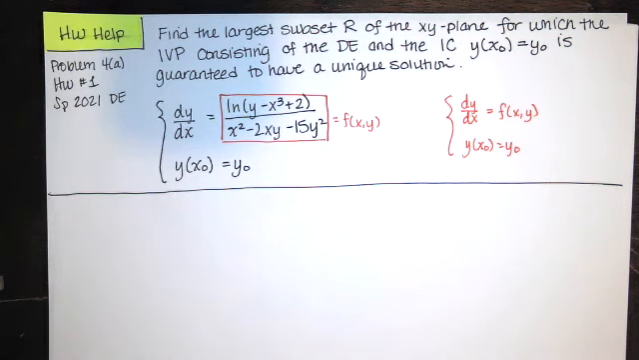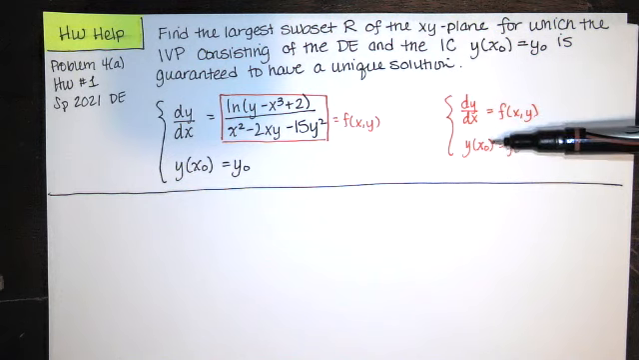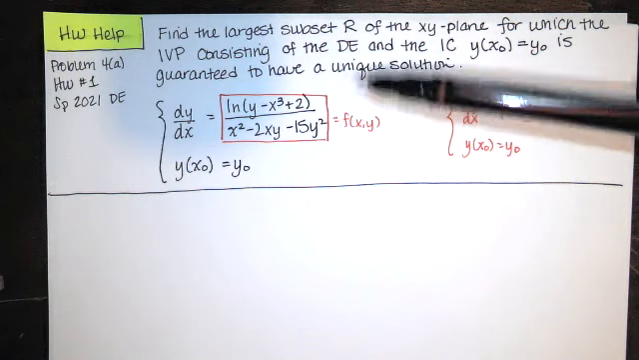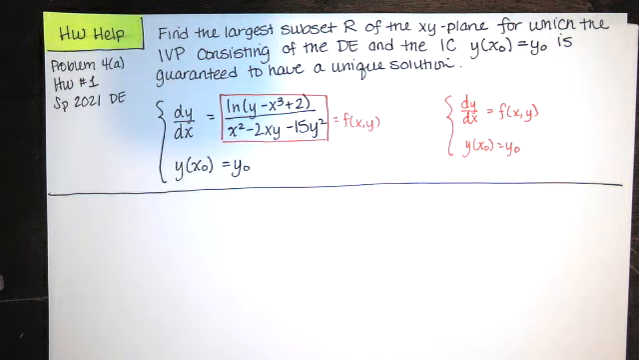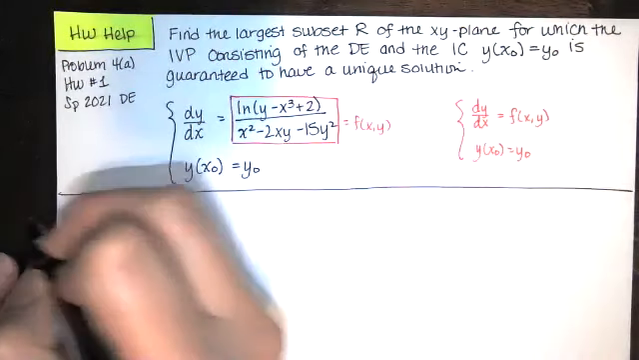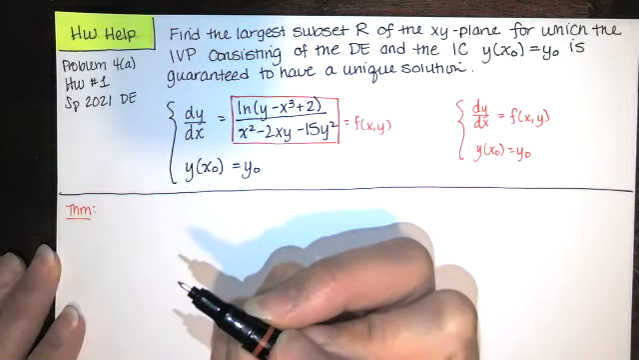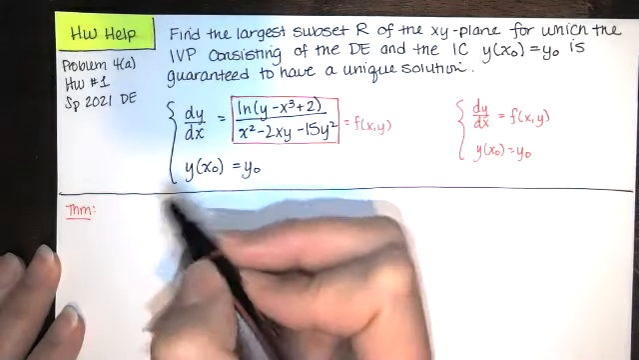And remember what our theorem said. Our theorem said that if this function, f, and its partial derivative with respect to y are both continuous on a region that contains this point, x naught, y naught, then the IVP is guaranteed to have a unique solution. So I'm going to state my version of the theorem in my own words.